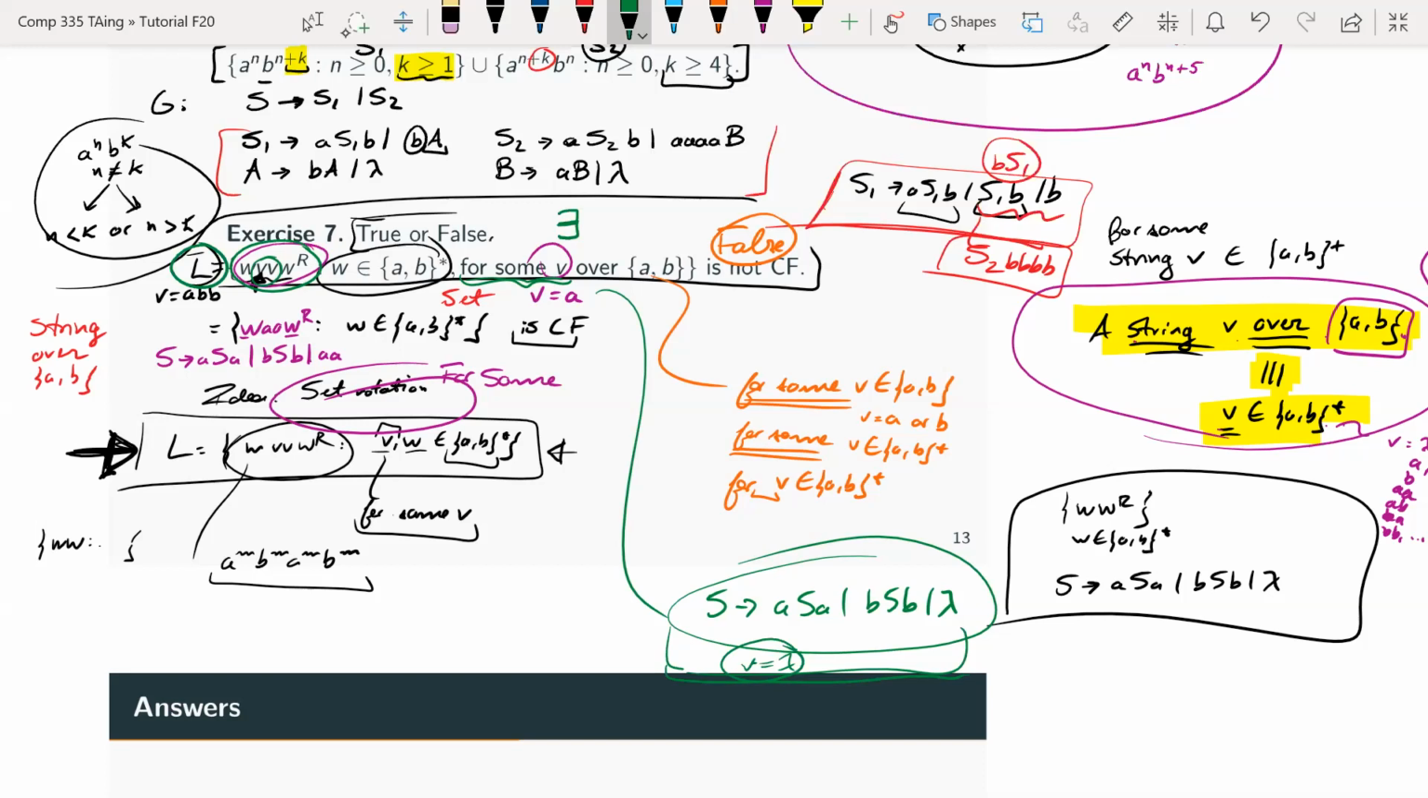Your argument would be correct if this was for all V. If you say for all V, that means I can pick a V. In general, if this was for all V and I just had VV, then I know that VV is not context free, and that would imply that it was not context free. I know I'm repeating myself, but it's very important. The for some means that you're allowed to pick a particular V such that the language is context free.